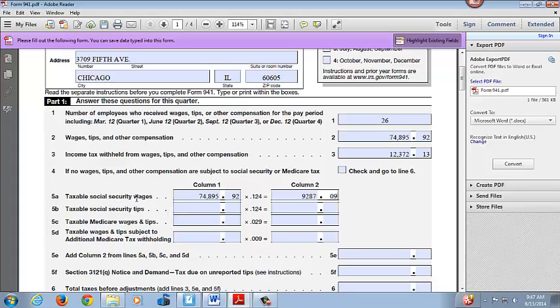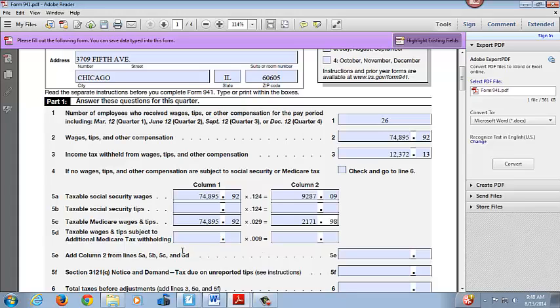Notice that they have Social Security wages and tips separated. They want your wages on line 5A and then any tips that are subject to Social Security on 5B. We don't have any of that, we just had wages, so we're going to move down to 5C. Here they want your Medicare wages and tips, and here they put the Medicare together. Again, our taxable amount is $74,895.92, our total wages. Here we're going to multiply by 0.029, or 2.9%. Again, that's the 1.45% for the employee and 1.45% for the employer.